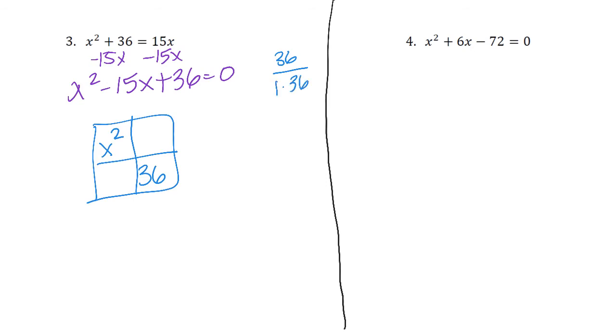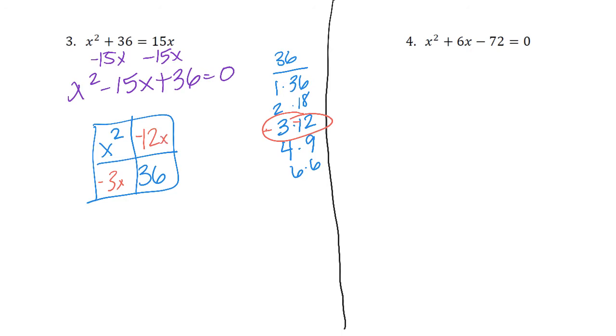So we have 1 and 36, 2 and 18, 3 and 12, 4 and 9, 6 and 6. Okay. So if we need 15 and they both have to be the same sign, that means they're both going to be negative, and it's going to be negative 3 and negative 12. So negative 3x and negative 12x.